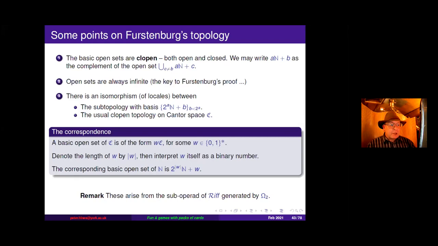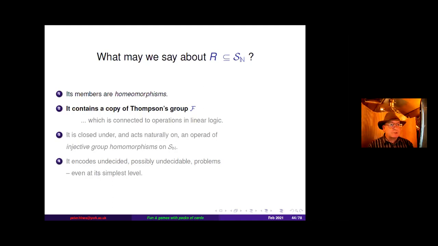And well, these arise from the suboperads of our hierarchical riffle shuffles generated by omega 2, so the pairwise perfect riffle shuffles. Which brings us on quite neatly to our next point, which is that R contains a copy of Richard Thompson's group F.